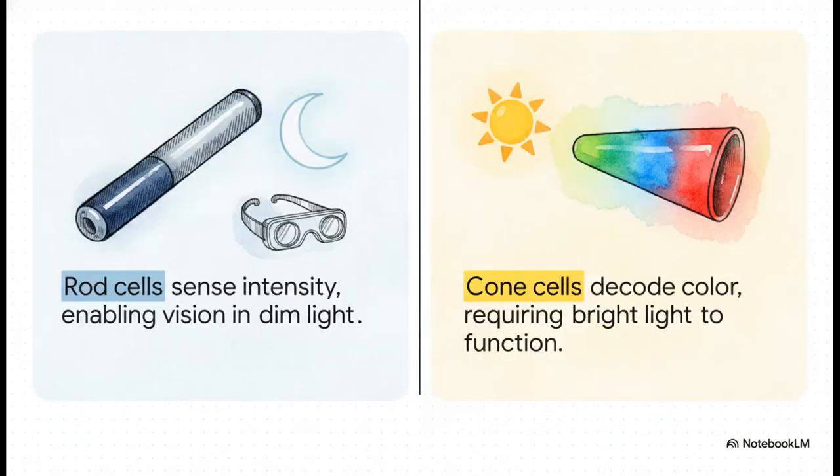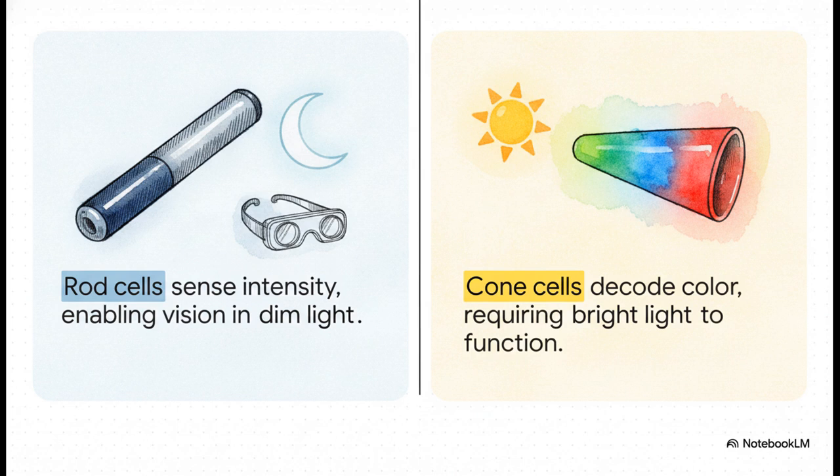Now, that biological screen, the retina, is entirely coated in two very distinct types of photosensitive cells, rod cells and cone cells, and they're named quite literally after their physical shapes. Rods are basically your built-in night vision goggles. They are highly sensitive to light intensity. So if you're driving at night, or walking down a dimly lit street, or just trying to navigate your bedroom in the dark without stubbing your toe, you are relying heavily on your rod cells.